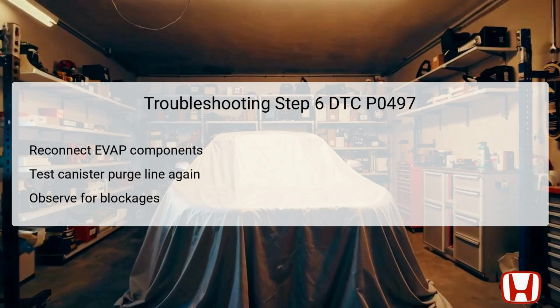In the sixth and final troubleshooting step, reconnect the EVAP canister purge line to the canister and ensure that the FTP sensor is reinstalled. Disconnect the vacuum hose from the purge valve one final time to set up another round of tests. Connect the T-fitting along with the vacuum gauge and vacuum pump as previously done.